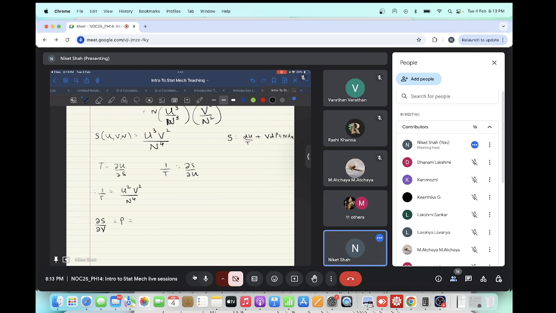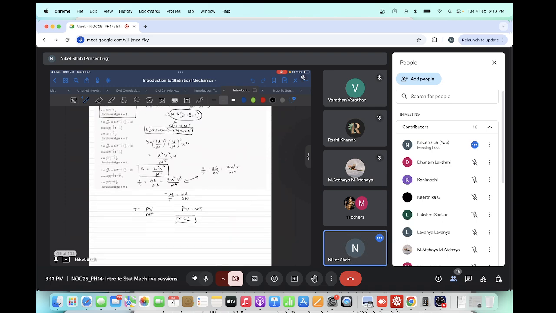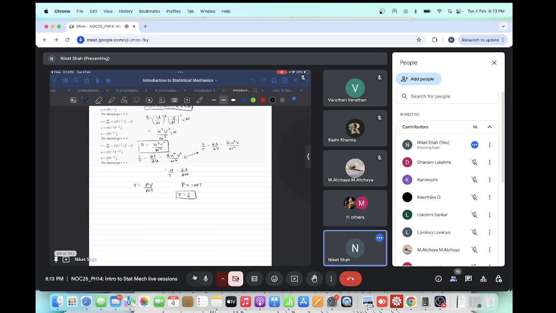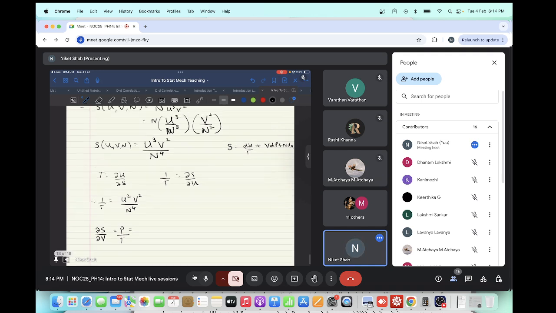del s by del v is equal to p, p dv. I'm actually not very sure about this expression, to be honest. del s by del v is equal to p by t, and this is equal to, okay, so 2 u square v divided by n raised to power 4 is equal to p by t.